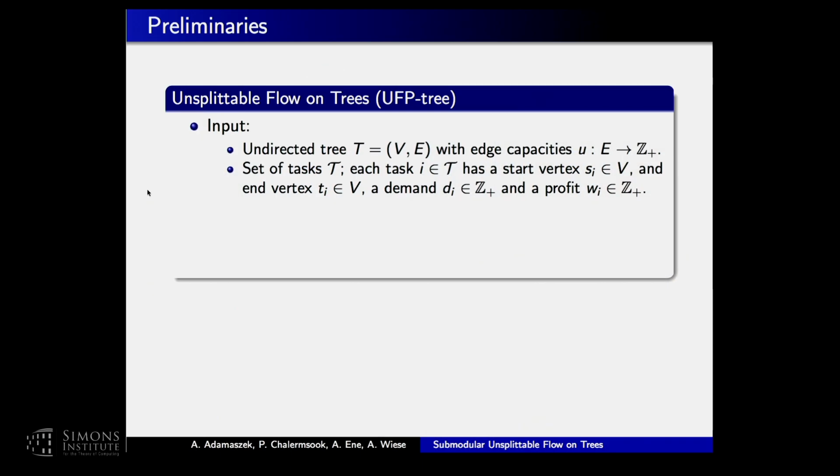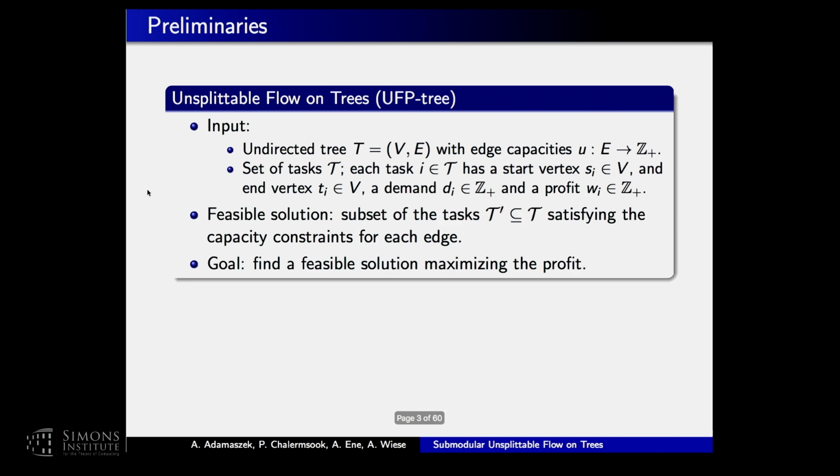In the unsplittable flow on tree problem, we are given an undirected tree with capacities on the edges, and we're given a collection of tasks. For every task, we have a start vertex and an end vertex, meaning that a task corresponds to some path in the tree, and then we're given a demand and profit. And a feasible solution is a subset of tasks that can be simultaneously routed in the tree.